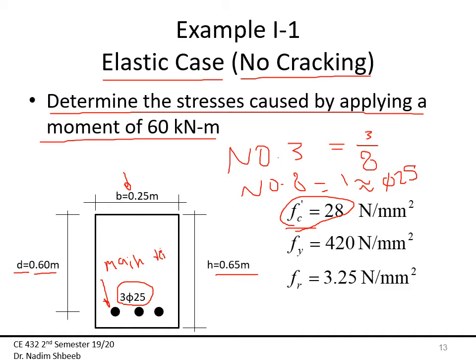It's 28 megapascal. The yield strength for steel is 420 megapascals, which is usually what we call grade 60. There's another famous grade, which is grade 40, which in SI units is 280 megapascal. For grade 60, FY is 60 KSI, which roughly comes to about 414. But again, in this part of the world, we usually use 420 megapascals. Here I'm giving you the rupture strength of concrete, which is equal to 3.25 megapascals. Okay, so let's start with the example.